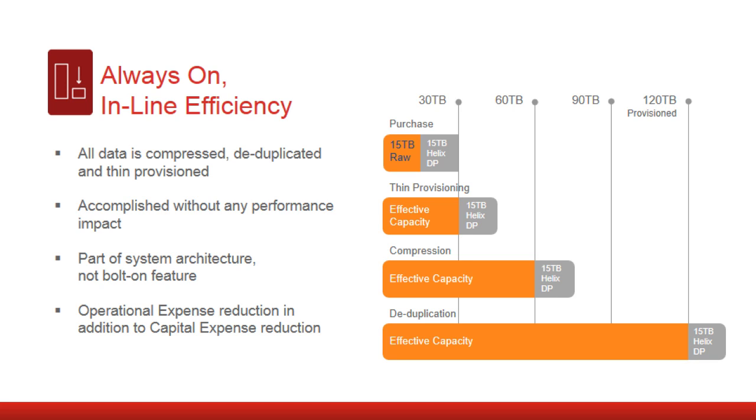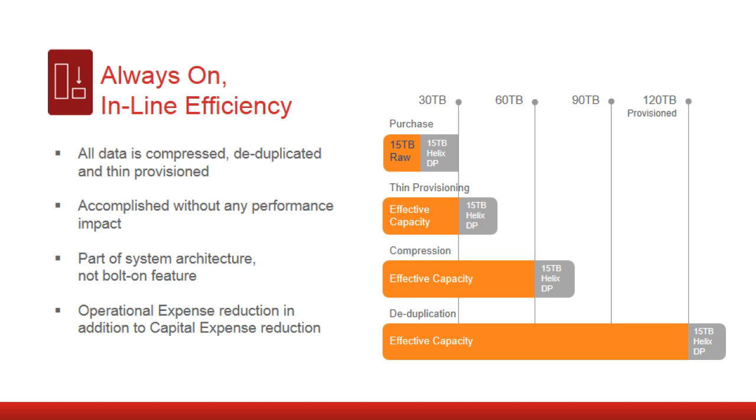A couple of things we do. All of our data is compressed, deduplicated, and thin provisioned. In addition, it's stored in two different places. It's not RAID 1 mirroring. It's called Helix DP, Helix Data Protection, which is beyond the scope of this, so I'm not going to go into it. Just think of it this way: there's 30 terabytes up there, 15 terabytes raw, 15 terabytes Helix DP. And then we apply thin provisioning, compression, and deduplication, all on the fly, all in line.